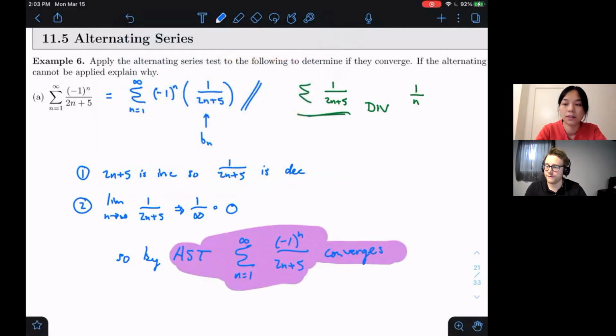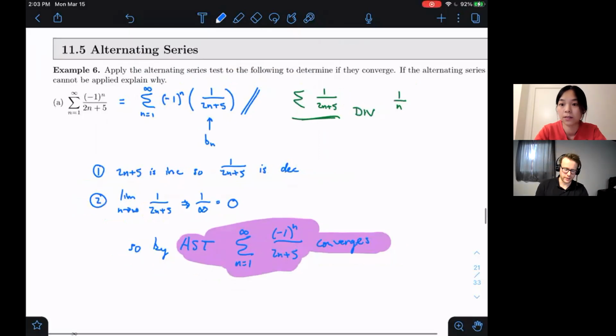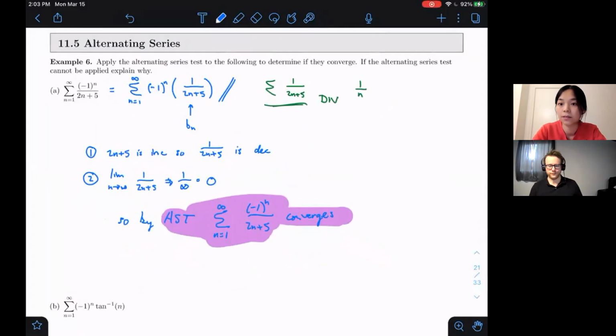This will end up having a fancy name associated with it, or fancy definition. We'll call this conditionally convergent. So you'll see that later in today's lesson.